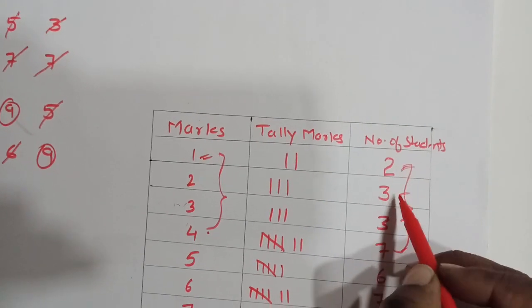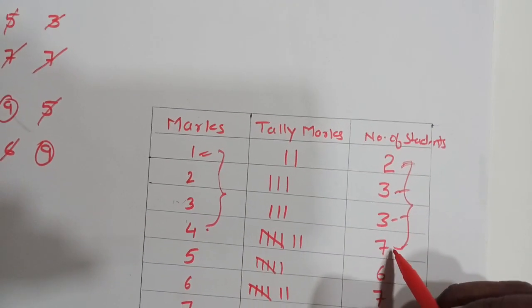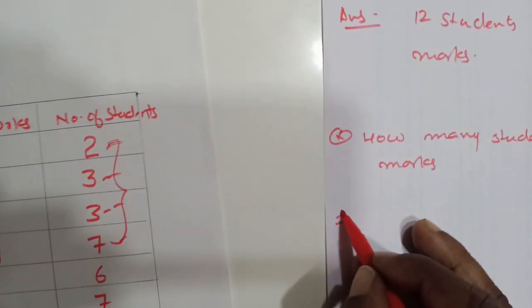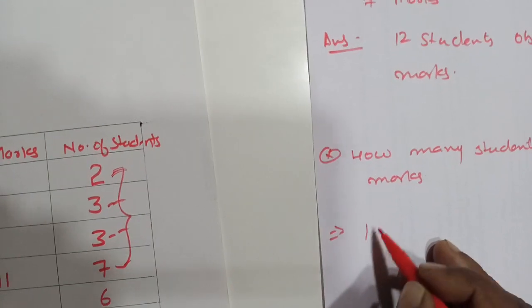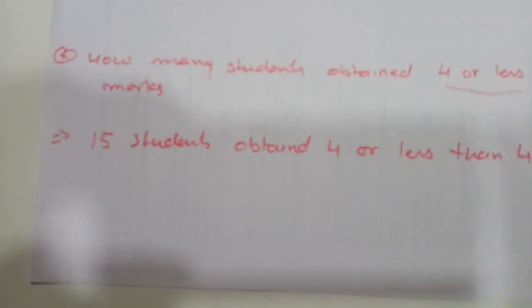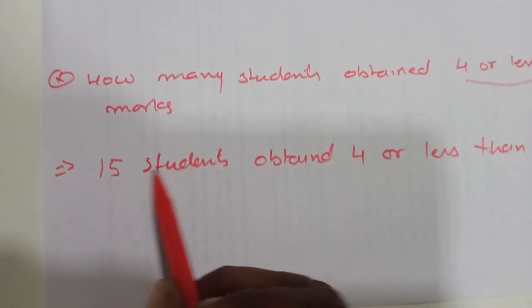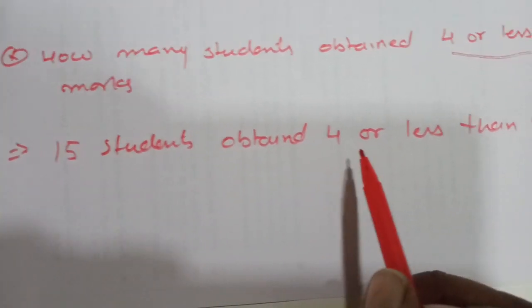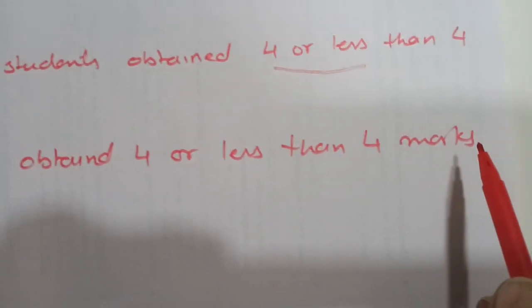So that is 2 plus 3 is 5, 5 plus 3 is 8, 8 plus 7 is 15. So we can know that okay, 15 students have obtained 4 or less than 4 marks. Let me just write that. Okay, so I just completed writing 15 students obtained 4 or less than 4 marks.